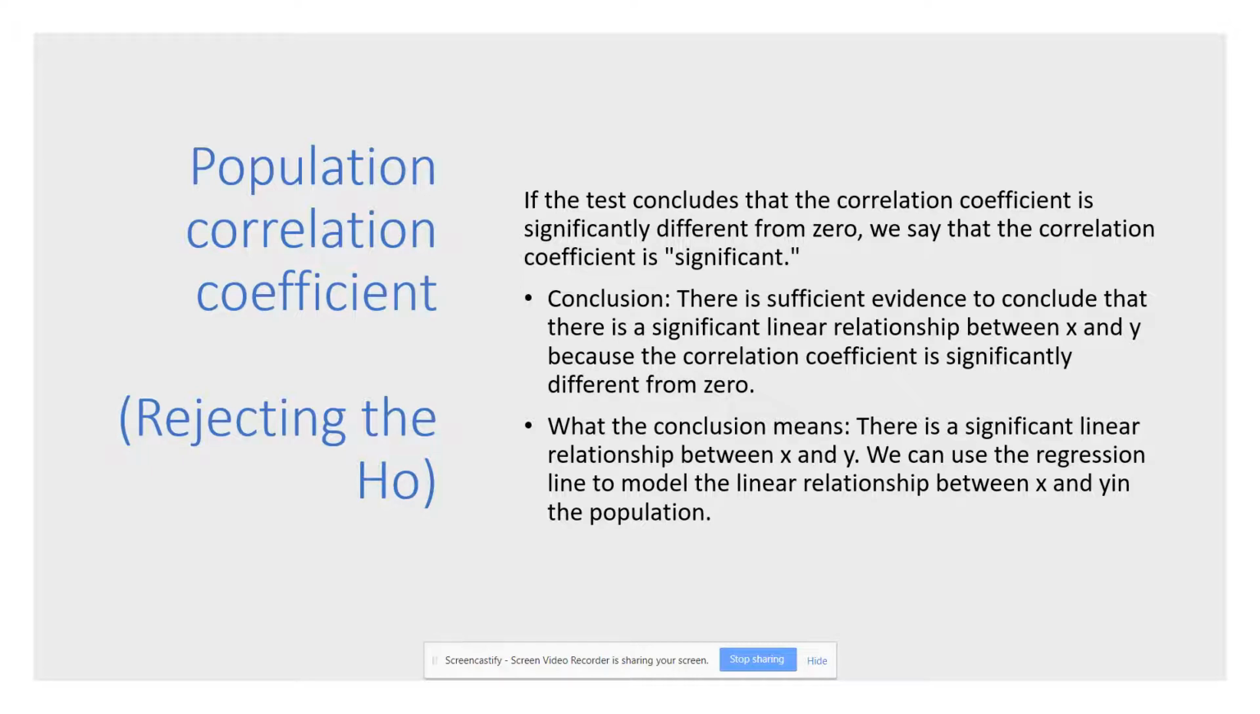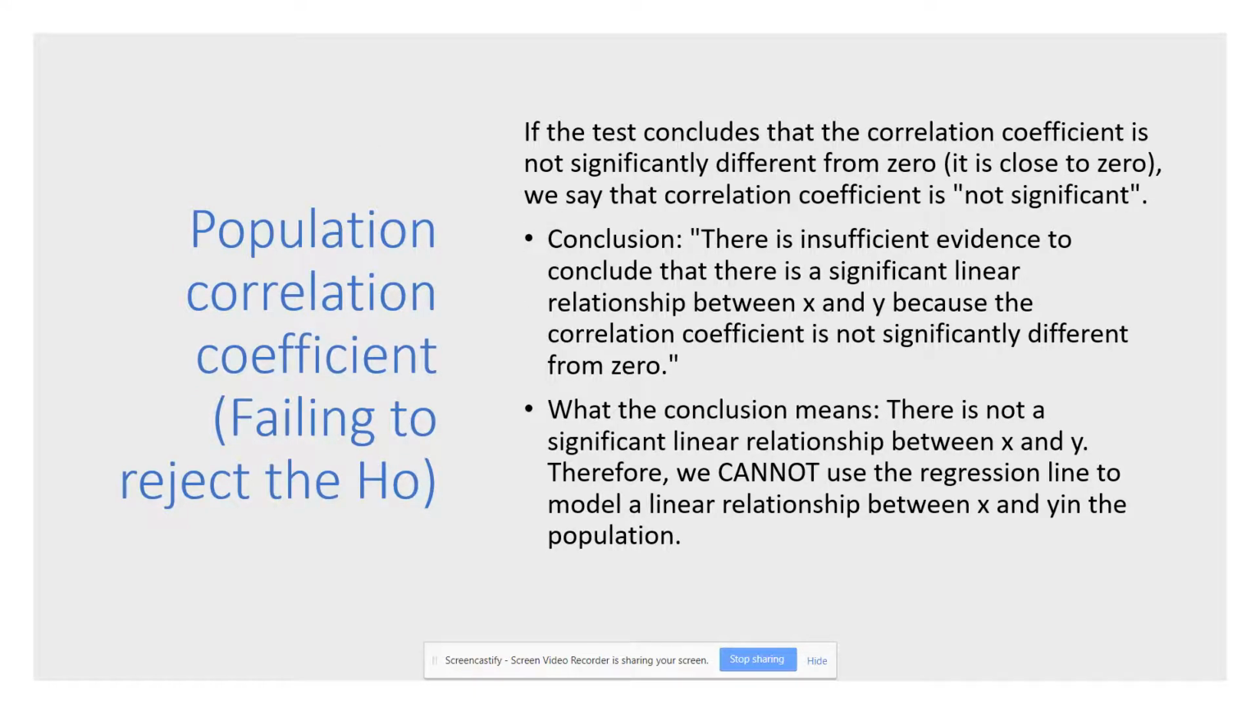And here's the conclusion. There's significant evidence to conclude that there's a significant linear relationship between x and y because the correlation coefficient is significantly different from 0. What does that mean? It means there's a relationship between the two and it's significant, so I can use predictions to make models.